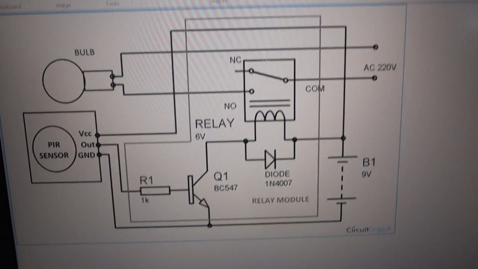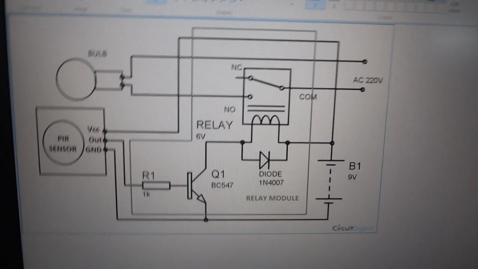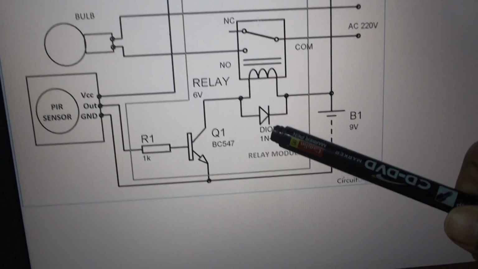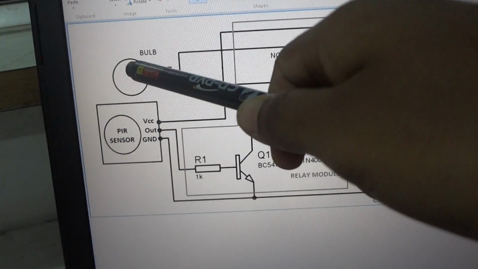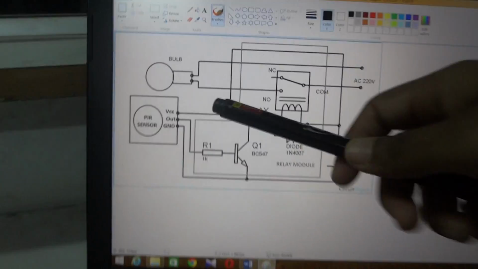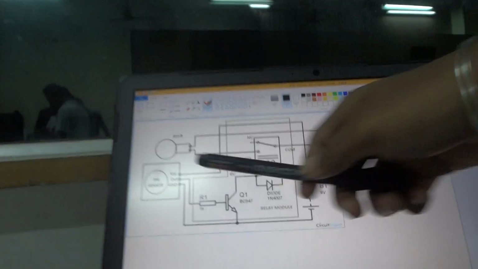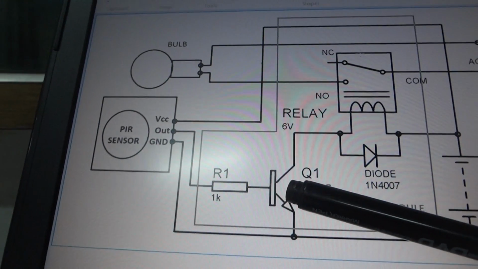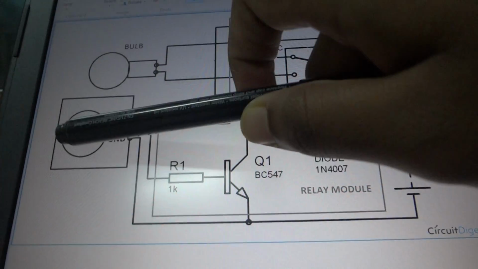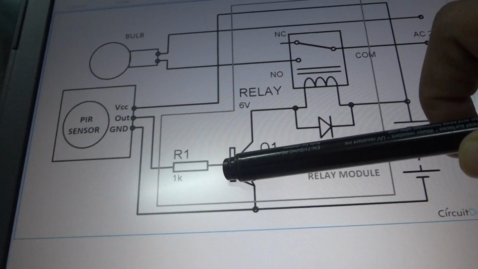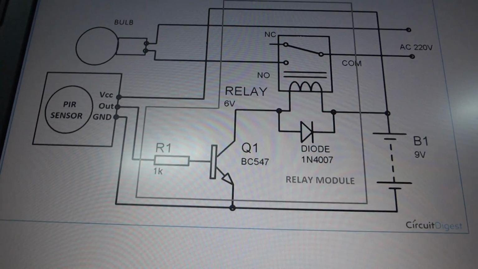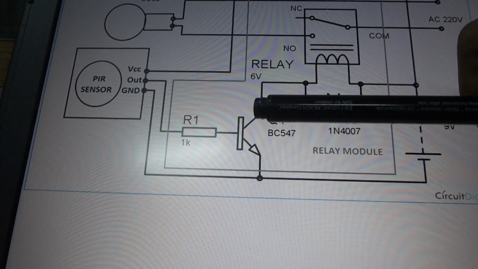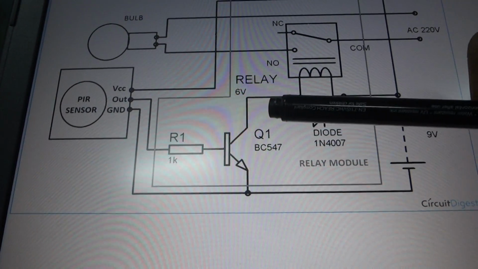This is the circuit for the PIR motion sensor detecting project. It contains a PIR motion sensor, relay, freewheeling diode, BC547 transistor, and a bulb. Whenever motion is detected by the PIR motion sensor, the output of this sensor, which we can see is connected to the base of the transistor, becomes high, which applies the triggering voltage to the base of the transistor. The transistor gets on and current starts flowing through the coil.